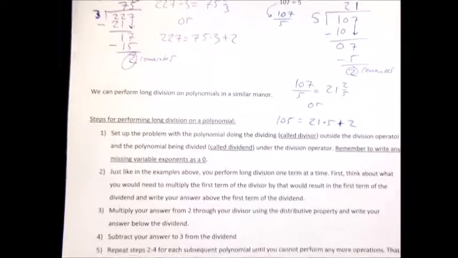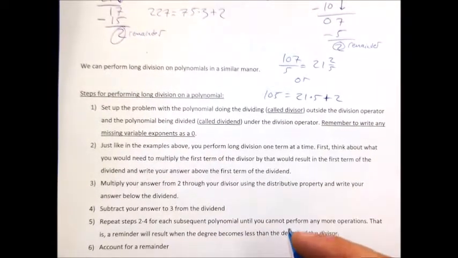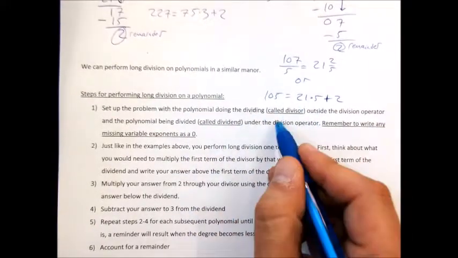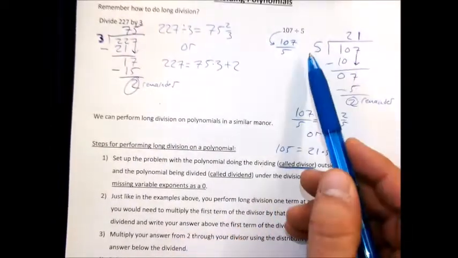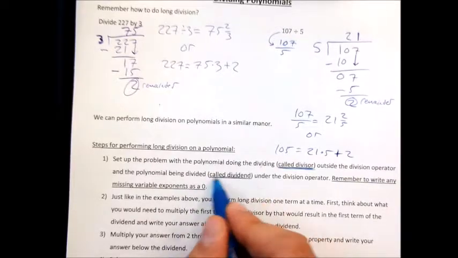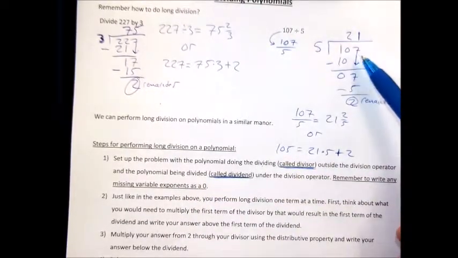I do want to point out 2 things, or maybe more than 2 things about it, which is that, first, the vocab. So the polynomial doing the dividing, we call that the divisor. So in this problem up here, the divisor is 5, for example, in this one. And the thing that's being divided we call the dividend. And so up here, 107 would be the dividend.